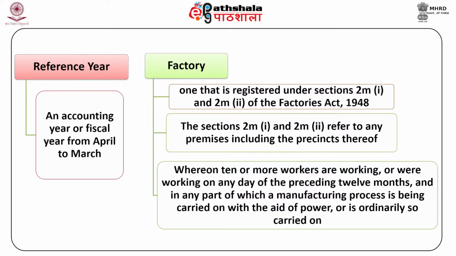The sections 2m(i) and 2m(ii) refer to any premises including the precincts thereof whereupon 10 or more workers are working or were working on any day of the preceding 12 months and in any part of which a manufacturing process is being carried on with the aid of power or is ordinarily so carried on, or whereon 20 or more workers are working or were working on any day of the preceding 12 months and in any part of which a manufacturing process is being carried on without the aid of power or is ordinarily so carried on.